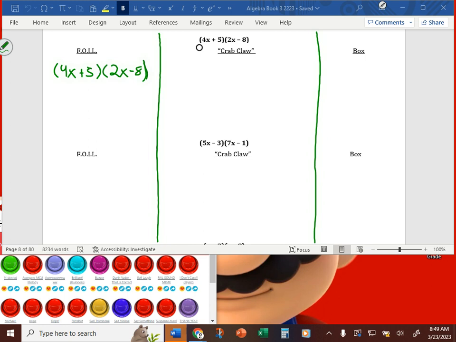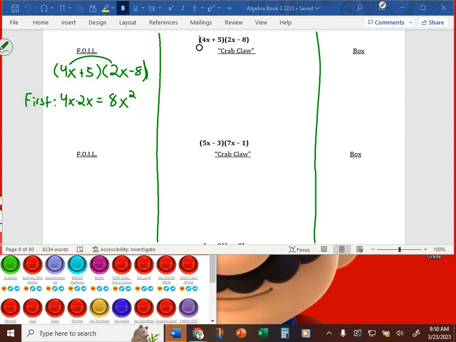FOIL is an acronym that describes the order in which these terms are going to be multiplied. And the F stands for first. Okay? So we're going to take the first term of each expression, which would be 4x and 2x, and those get multiplied together. And what is 4x times 2x? Nathan? 8x squared. Right?